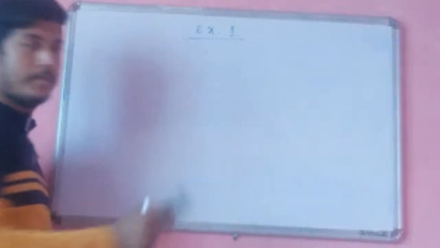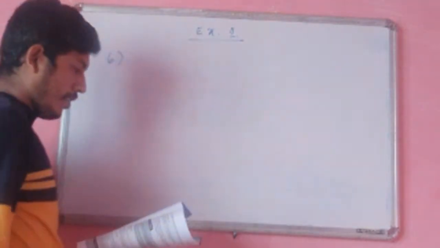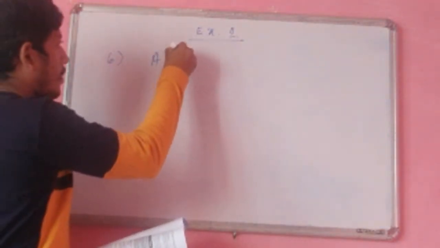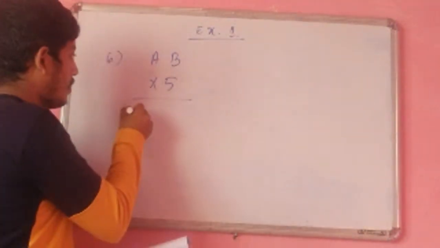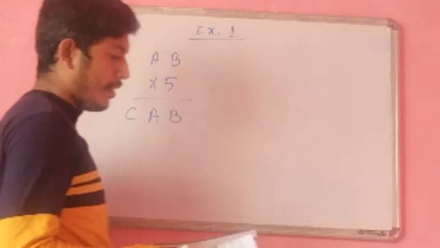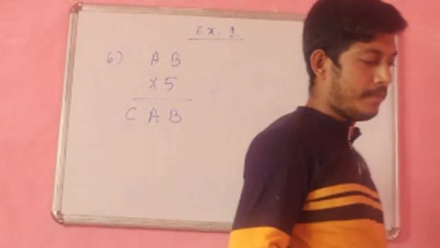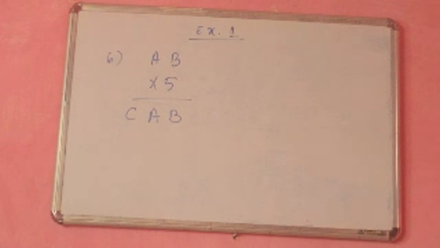Then sixth one. Sixth problem. AB into 5 must give CAB. Just try to find out this answer.